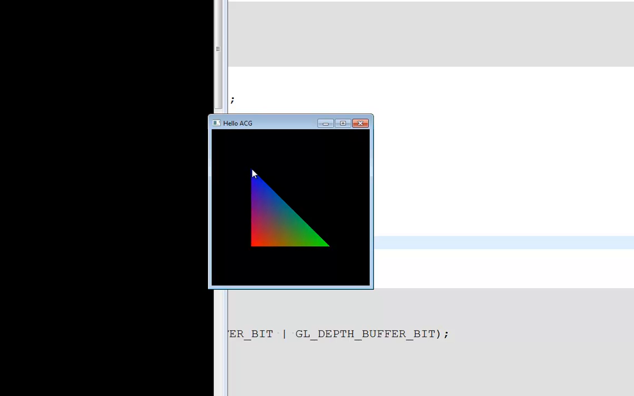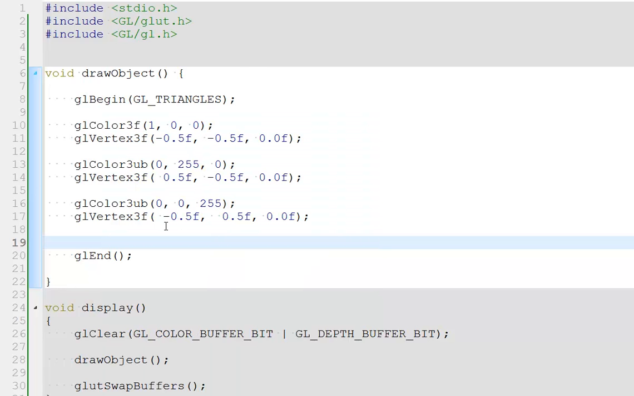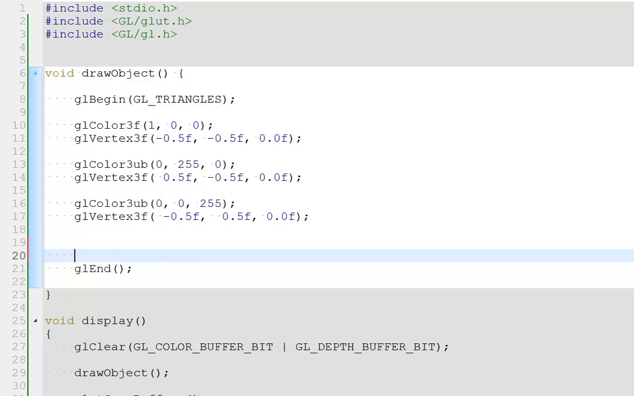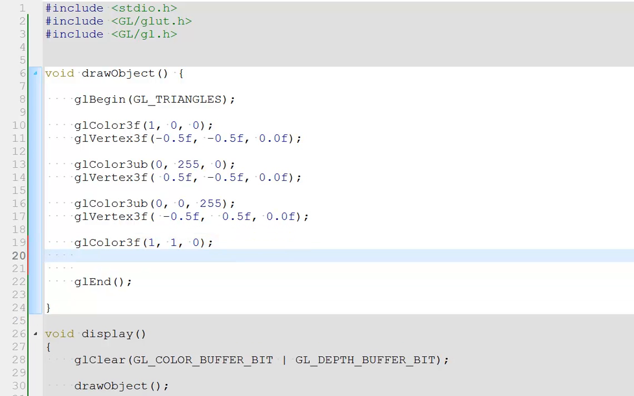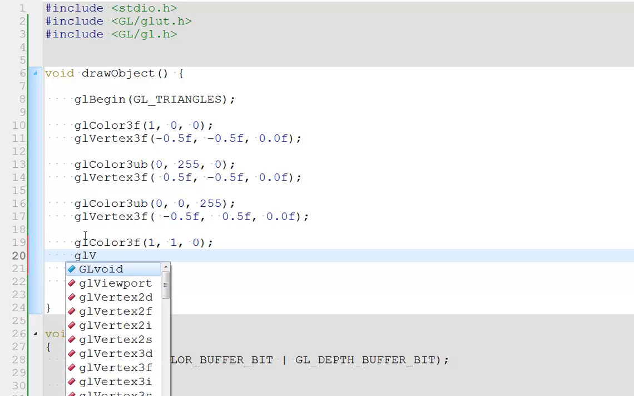And I'm going to complete the square. I'm going to draw another triangle right here. So I'm going to start with this point, then this point, and then that point. And OpenGL will stitch it together to form a triangle. To do that, the whole triangle is going to be yellow, which is red and green and no blue. And I'm going to start at the bottom right.